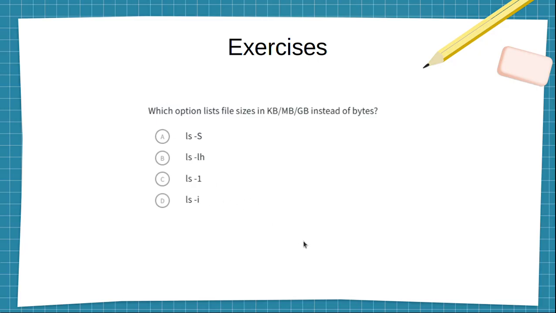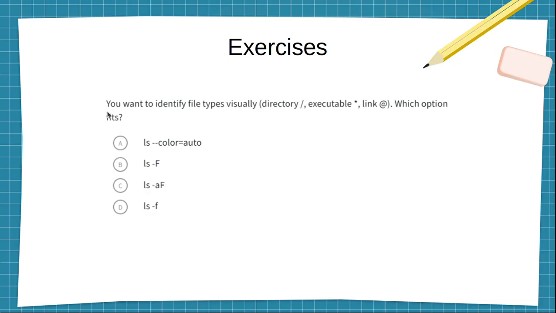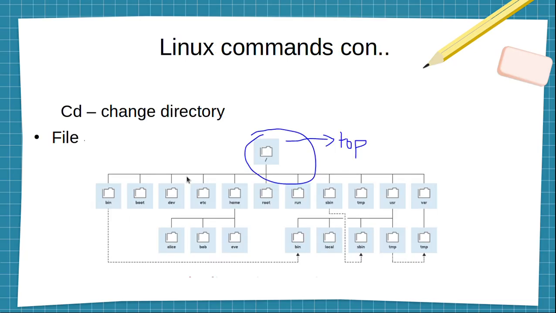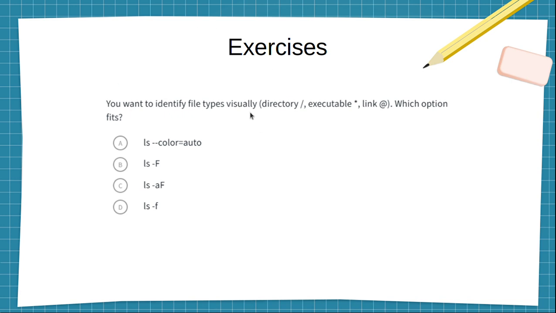So these are the exercises that I wanted to give you. And there we have the last question. If you want to identify file types visually, which is a directory, which is executable, which is a link, which option do we need to give? It would be ls hyphen F. ls -aF will also give you the entire thing, but we were asked about identifying file types visually, so this is enough. You can give this. That's all for the question exercises.